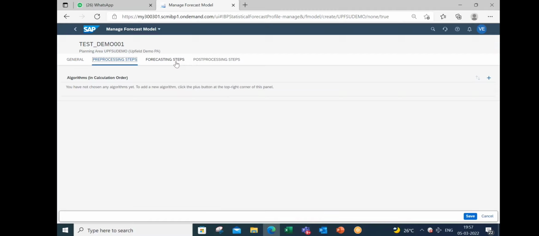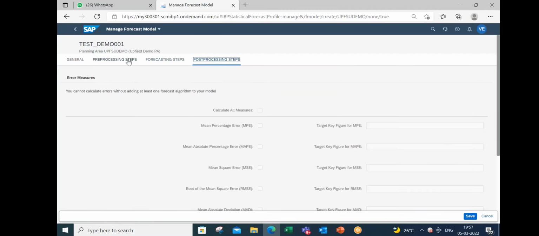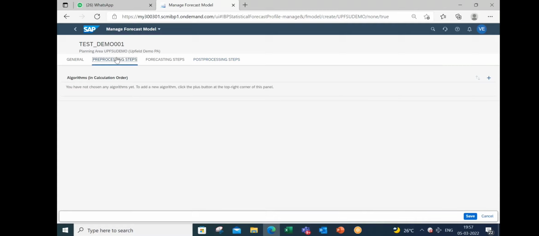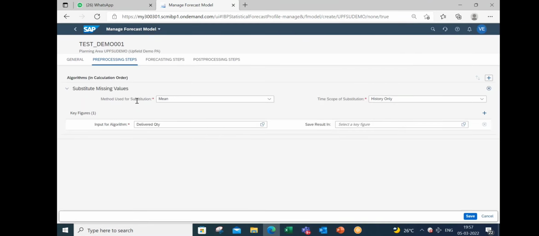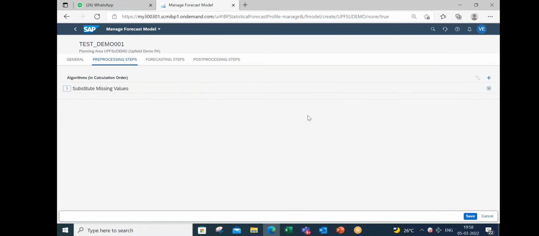Based on the requirement, we will have multiple models. Obviously you'll have a lot of models. One with pre-processing with substitute missing values, one with outlier correction, one with promotional sales lift elimination, something like that. So obviously you can have multiple values.